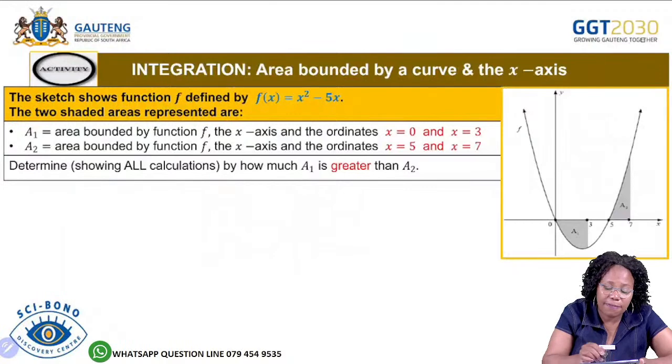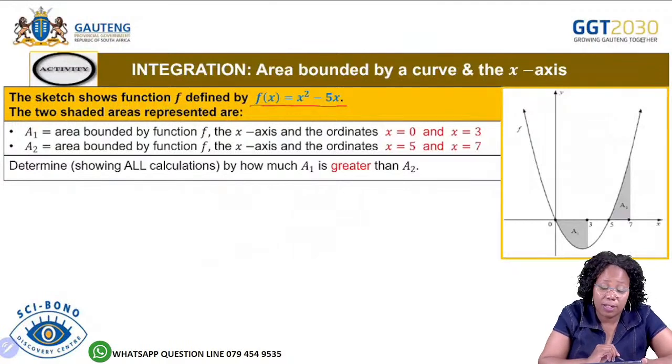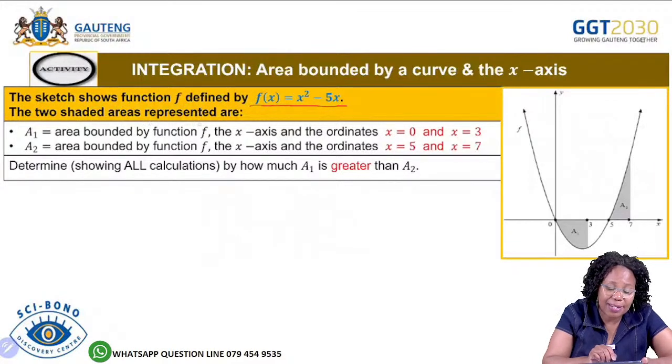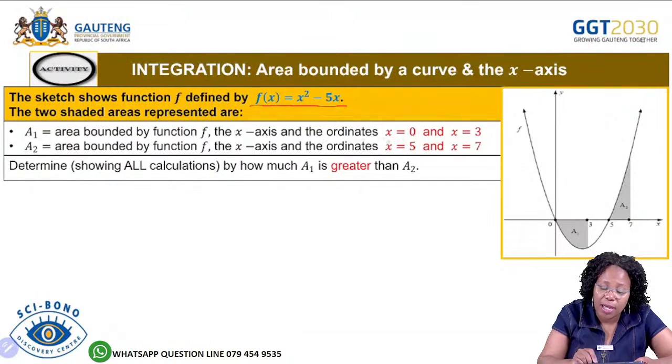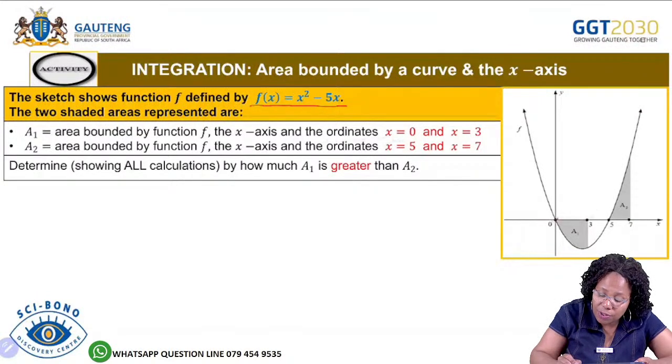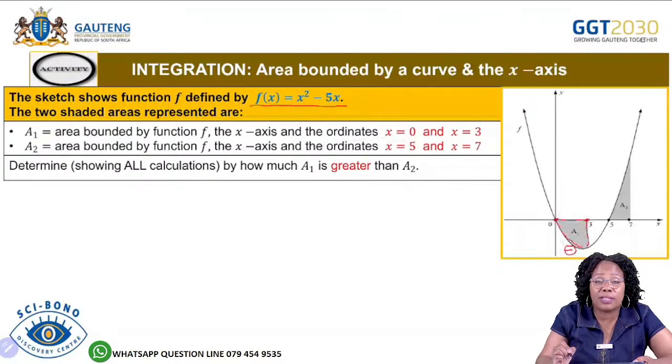The sketch shows the function f(x) = x² − 5x. As you can see, we have a positive parabola graph there, and the two shaded areas are represented. Area 1 is the area bounded by function f, the x-axis and the ordinates between x = 0 and x = 3. As you can see, grade 12, we are talking about that area there. Since it is below the x-axis, it will be a negative area.